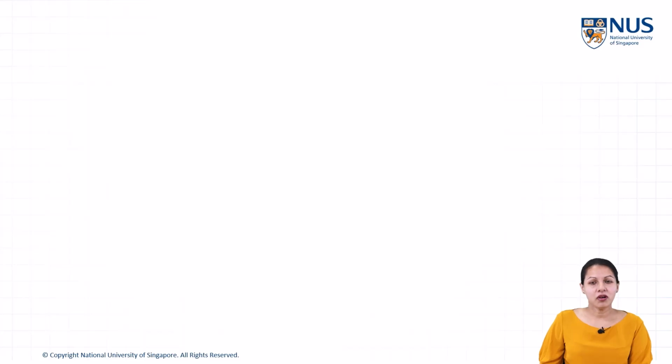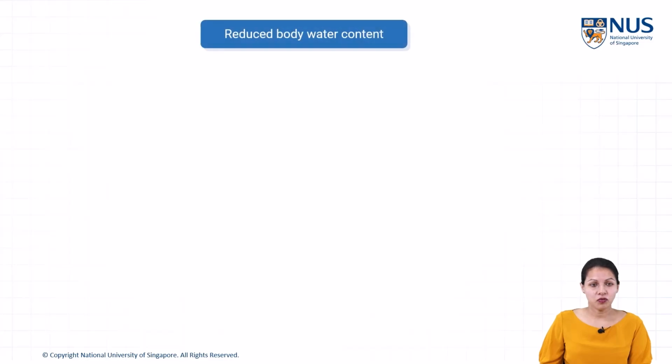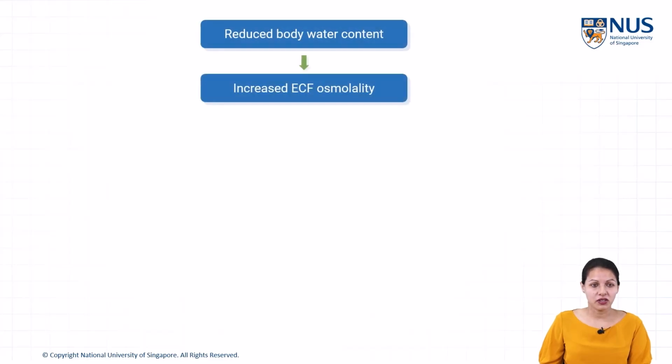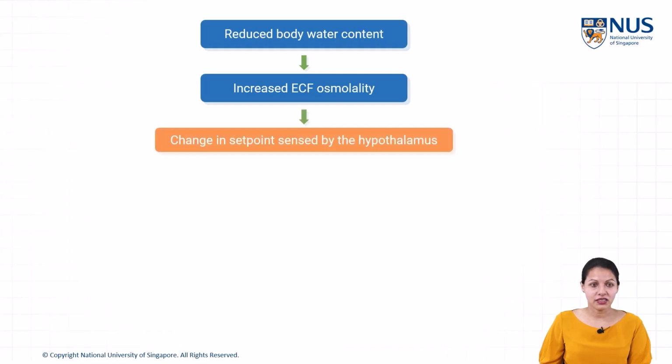Now, let's look into how this process happens exactly. You will learn more details about it later, but let me just use this as an example to illustrate how the homeostatic processes operate in our body. So when there's a reduction in the body water content, the extracellular fluid osmolarity will go up. This is because the concentration of substances will go up due to reduced water content.